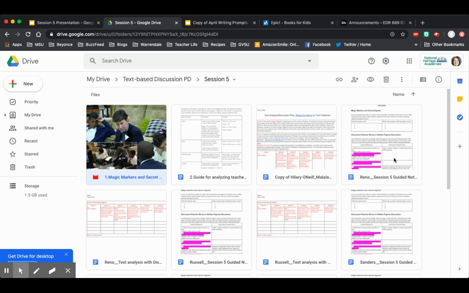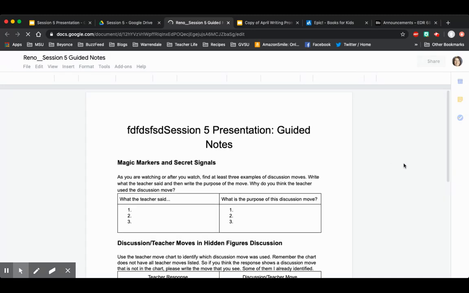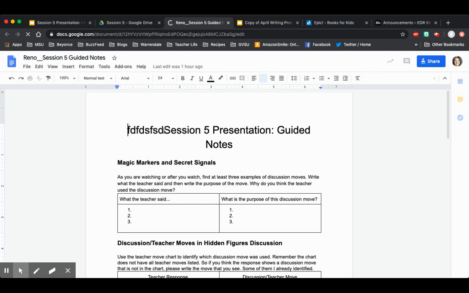And then you're going to click on whichever document is your guided notes, which looks like this.